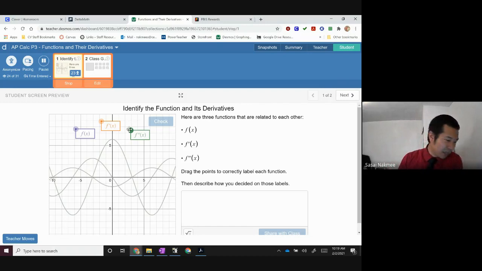And this can be very, very daunting if you've never done this before. It's something that you've got to practice, and it's something that you've got to be able to do. So I'm saying that this guy is the original function. Now, you guys can figure out what is the first and what is the second.